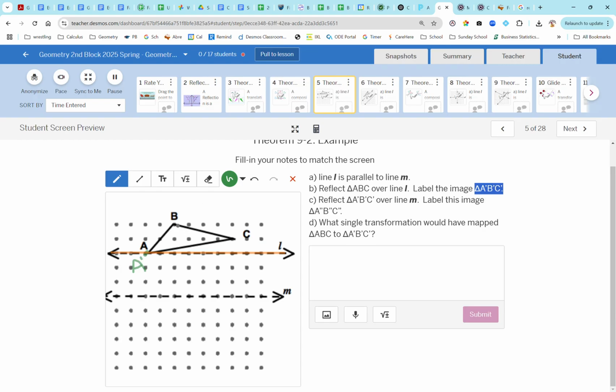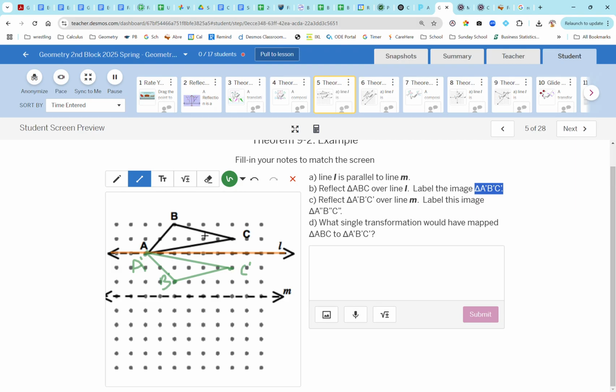Let's look where B is. B is 1, 2 above that line, so we're going to go 1, 2 below, and this is where B prime will be, at this spot right here. Let's label this point B prime. And then C is just simply 1 above. It's going to end up being 1 below, and that is where C prime is. I'll go ahead and connect all of these so you can see where our triangle is. You should do the same on your screen using the segment tool.